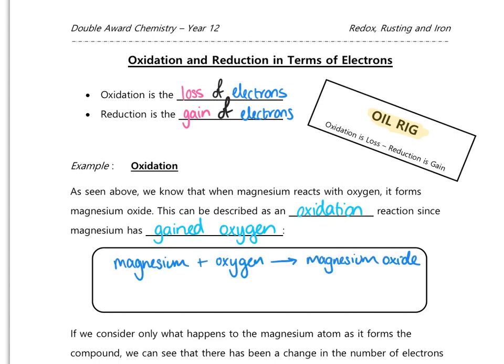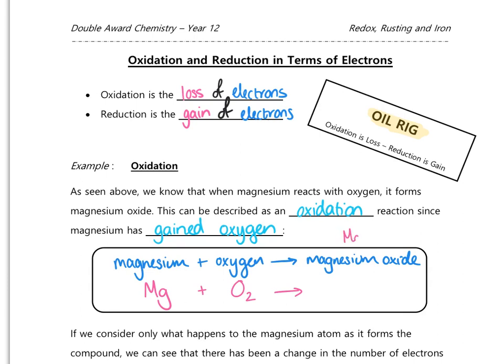So magnesium and oxygen are reacting together, so they are our reactants, they go on the left. Then our arrow shows us what we're forming, and we're forming magnesium oxide. Let's convert that into a balanced symbol equation. We've got magnesium, which is Mg. Remember, we don't include valencies or charges when it's just an atom. Oxygen is O2 because it's diatomic.